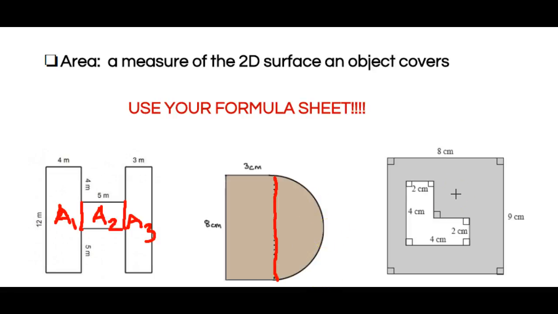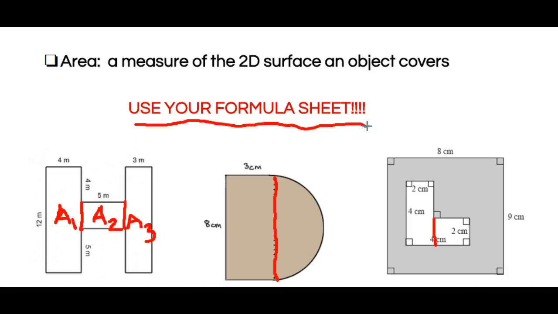In this case, you'll notice that I have a square on the outside, but I don't want to find the area of the whole square. I want to just find the area of the shaded portion. And so I would have to find out the area of these two little rectangles here by separating them, and then subtract that area from the whole square. So my biggest hint to you is to use your formula sheet to help you.